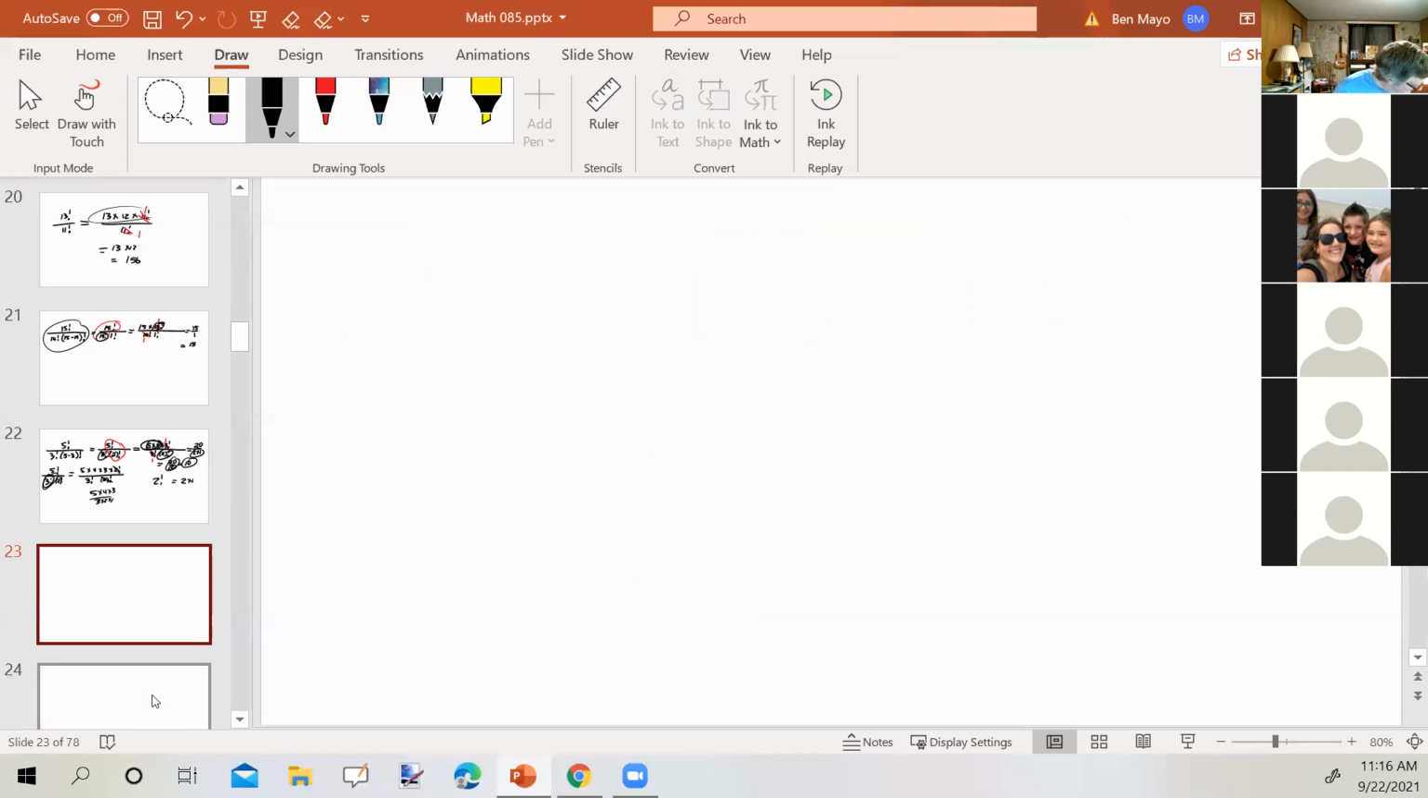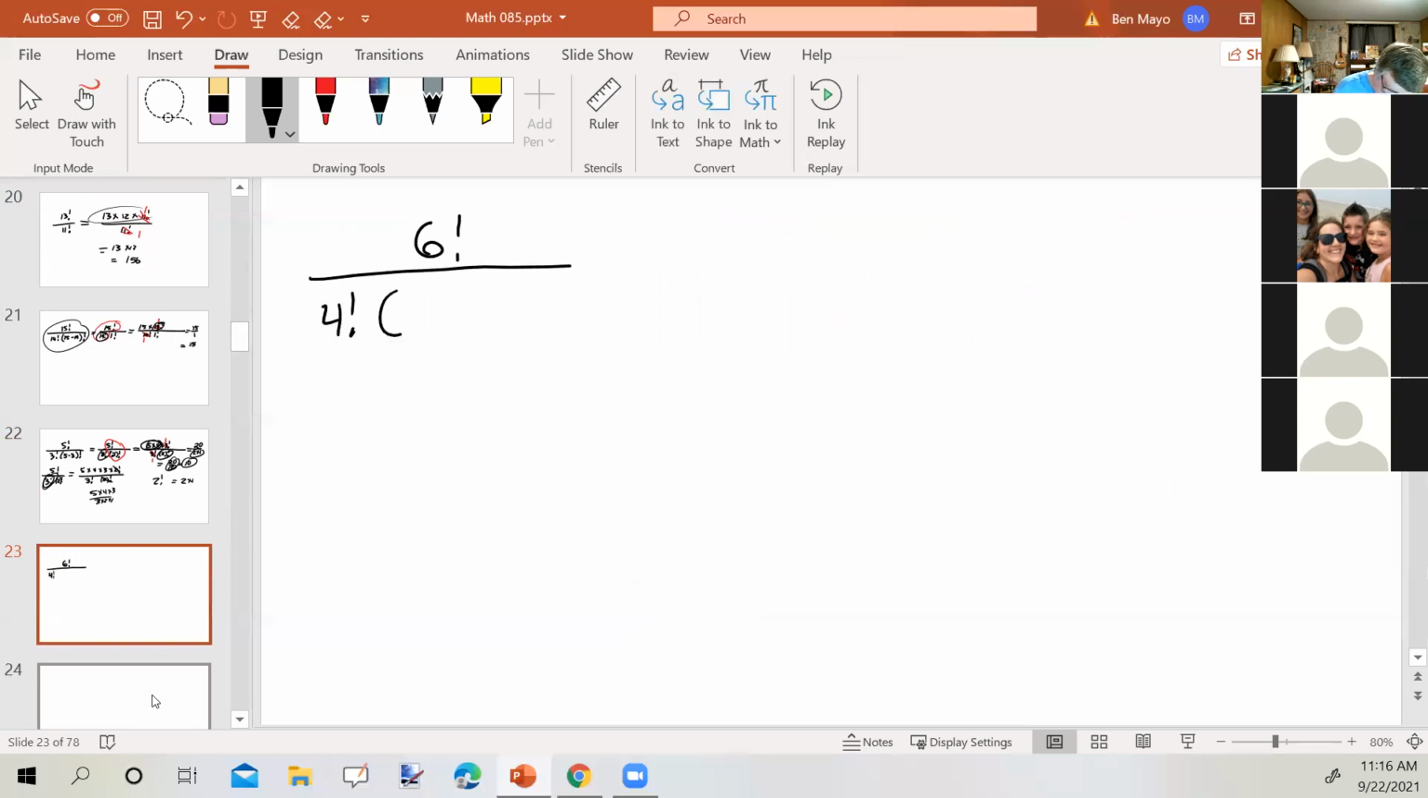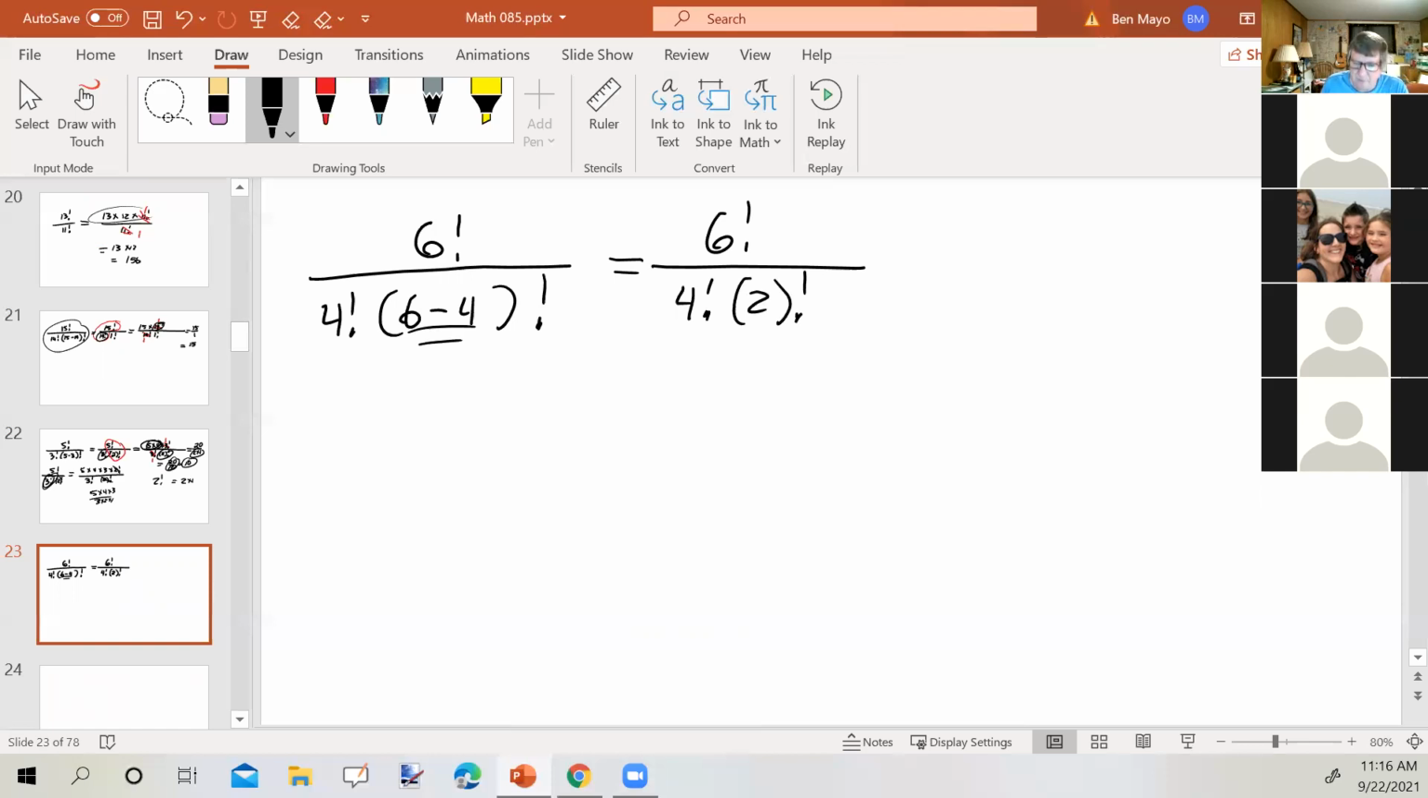So we've got 6 factorial over 4 factorial times the quantity 6 minus 4 factorial. Did I redo that one? I don't think so. Okay. All right. So this is 6 factorial over 4 factorial times 2 factorial, because 6 minus 4 is 2, order of operations.